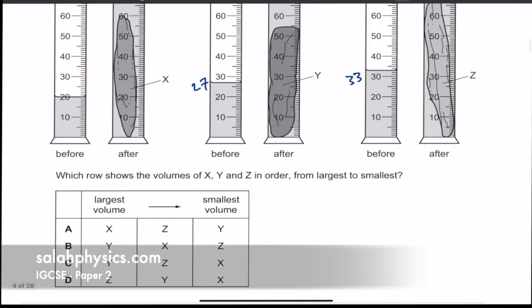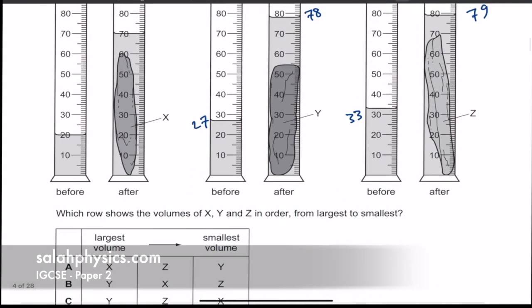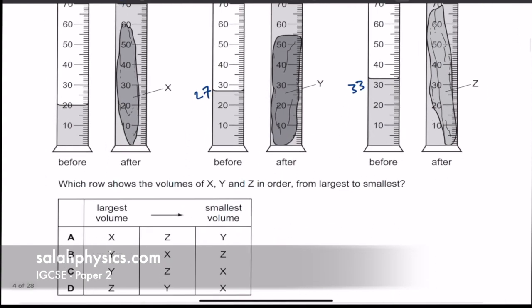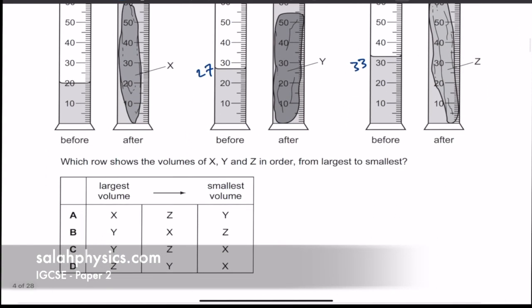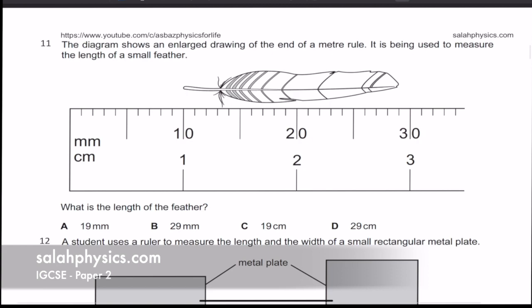So depending on that, if I arrange them from the largest to the smallest, I'm going to start with 51, then 50, then 46. It's going to be YXZ. So the right answer here is supposed to be B. This is for question 10. I think we saw that question many times.